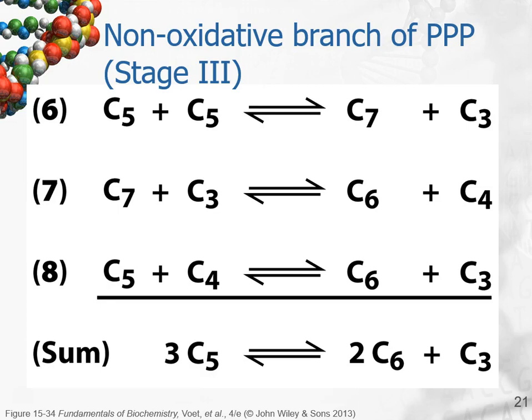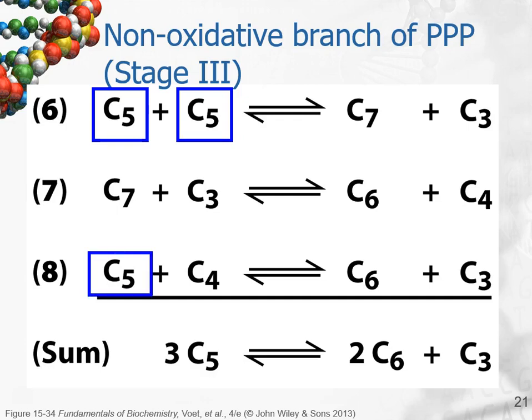So to summarize stage 3, there will be 3 separate reactions that constitute stage 3. In the first reaction, we will take one of those 5 carbon sugars and react it with another one of those 5 carbon sugars to obtain a 7 carbon sugar and a 3 carbon sugar in reaction 6. In reaction 7, we will take those 2 products from reaction 6 and do a carbon shuffling reaction to get a 6 carbon sugar and a 4 carbon sugar. Then we will take that 4 carbon sugar and a third 5 carbon sugar that we obtained from stage 2 and obtain a 6 carbon sugar and a 3 carbon sugar.